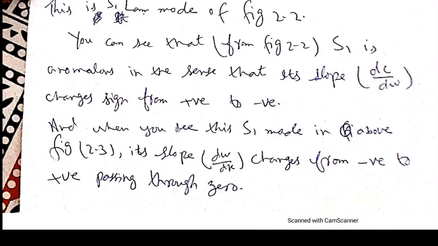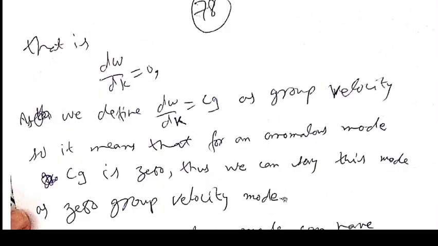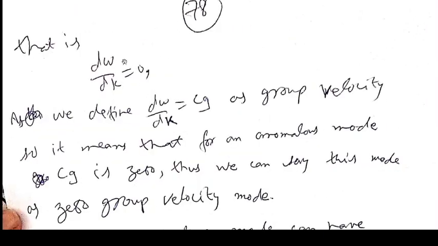I have written here. And when you see the S1 mode in the above figure 2.3, its slope d omega by dk changes from negative to positive, passing through 0. So it means that d omega by dk is 0 somewhere here. For that particular domain which is anomalous, d omega by dk must be 0 somewhere in the domain, and we define this d omega by dk as the group velocity Cg.